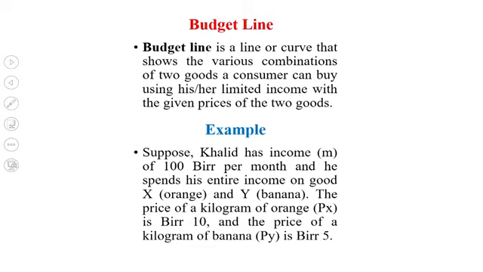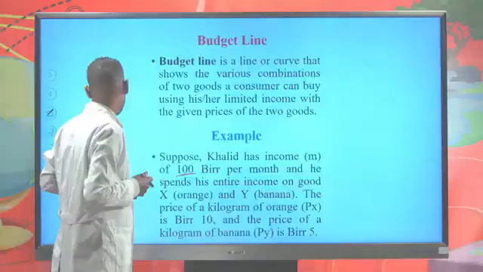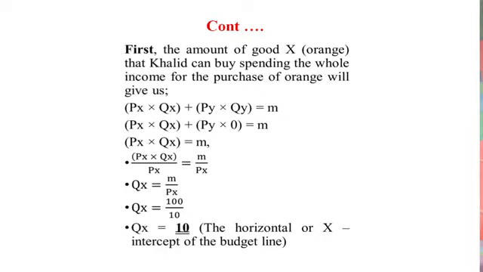Now let's illustrate the theory of the budget line using the following example. Suppose Khalid has an income of 100, and he consumes two goods X and Y. Let's say good X is orange and good Y is banana. And the price of commodity X is given, which is birr 10, and the price of commodity Y is given, which is birr 5.